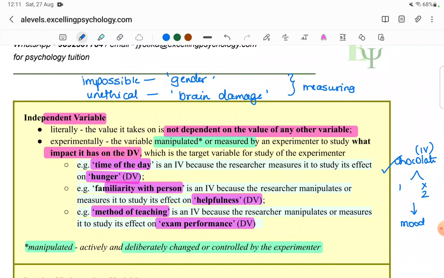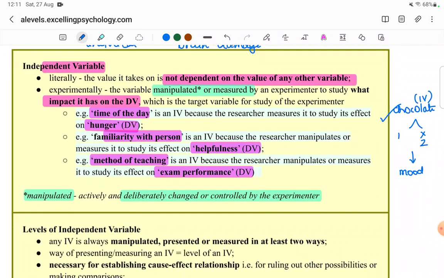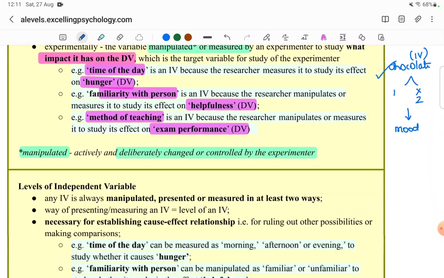An independent variable is an independent variable regardless of whether it's been manipulated or measured, as long as it is bringing about an effect in the value of the dependent variable. Okay, let's get a little further now into this. I'll just quickly summarize what we've just seen. We've seen that the independent variable is a cause of some effect, and it could be manipulated or measured by the researcher. As long as it brings about a change in the dependent variable, we'll call it an independent variable.